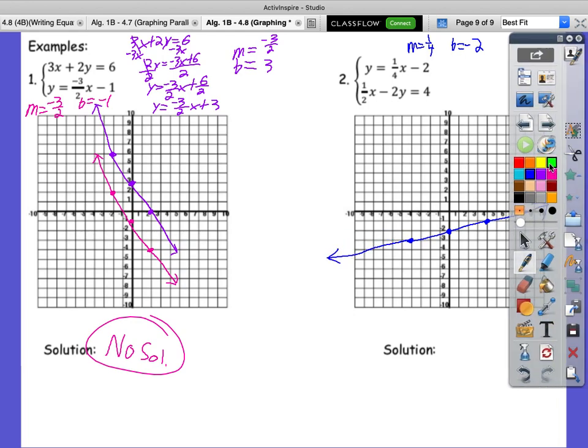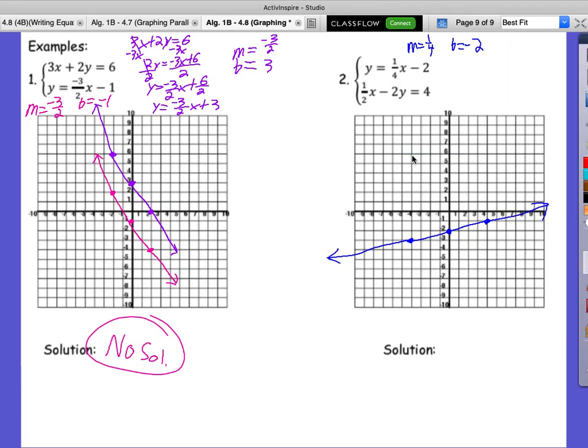Okay. Second one. 1/2 x minus 2y equals 4. Wait a second. Is that y by itself yet? Nope. Can we get it there? Yeah. How? Okay, what do you want to do first, before we deal with the 2? Minus 1/2 x on both sides. We want to get the x away.